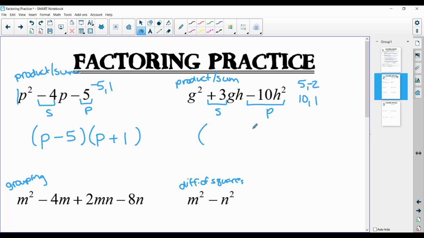So I'll set up my brackets again. We've got a g and a g. So g times g gives me g squared. And negative 10h squared. Notice there's an h squared there, so that means I'm also going to have a variable in that second term. And so we've already decided we're going to have a positive 5h and a negative 2h. Again, order doesn't matter. I could have also written g minus 2h times g plus 5h.